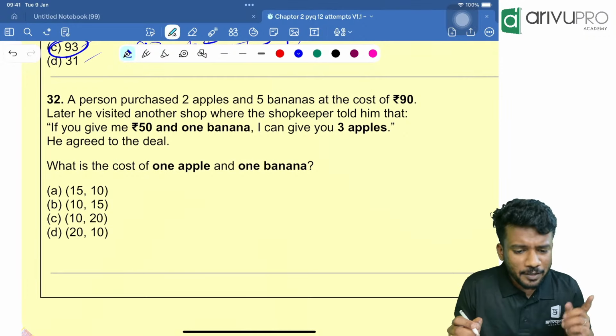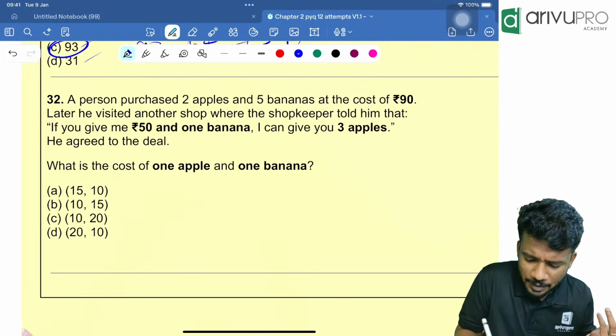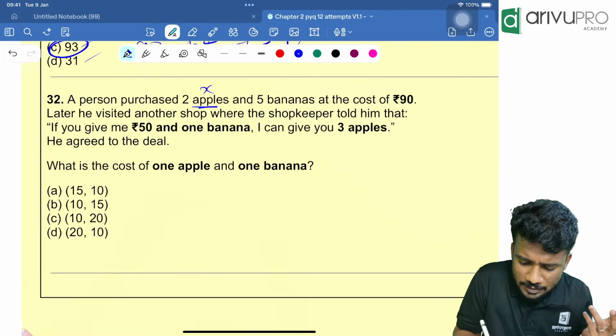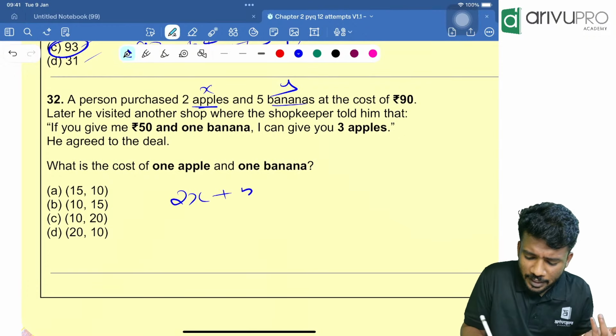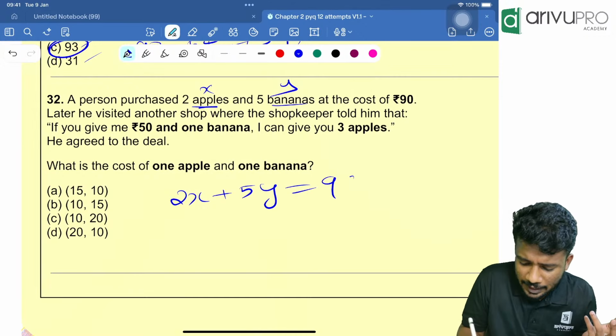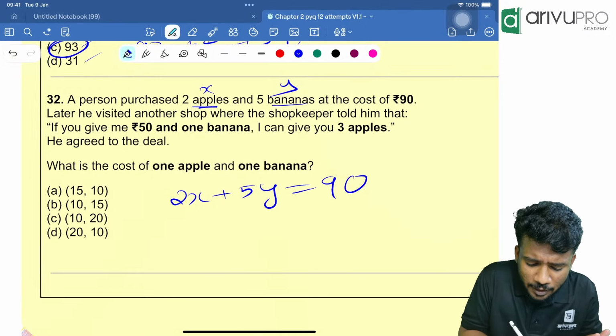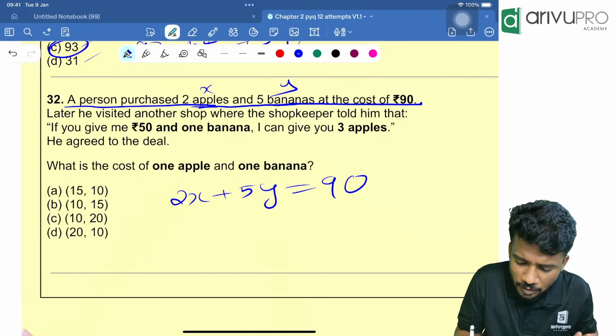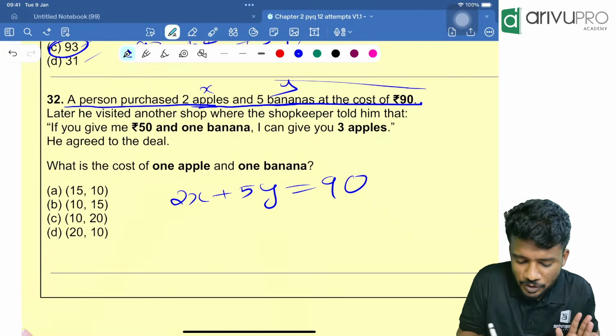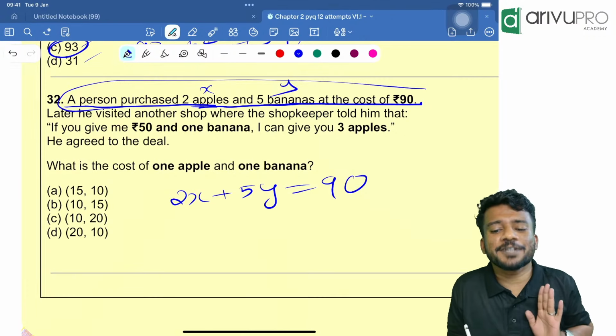People, what is happening over here? Let there be apples and bananas, right? Let it be x and let it be y. So from this I can write 2x plus 5y is equal to what? 90. People, actually I only required this line. A man purchased 2 apples and 5 bananas, the cost of this and this is what is asked. So 2x plus 5y is equal to 90.